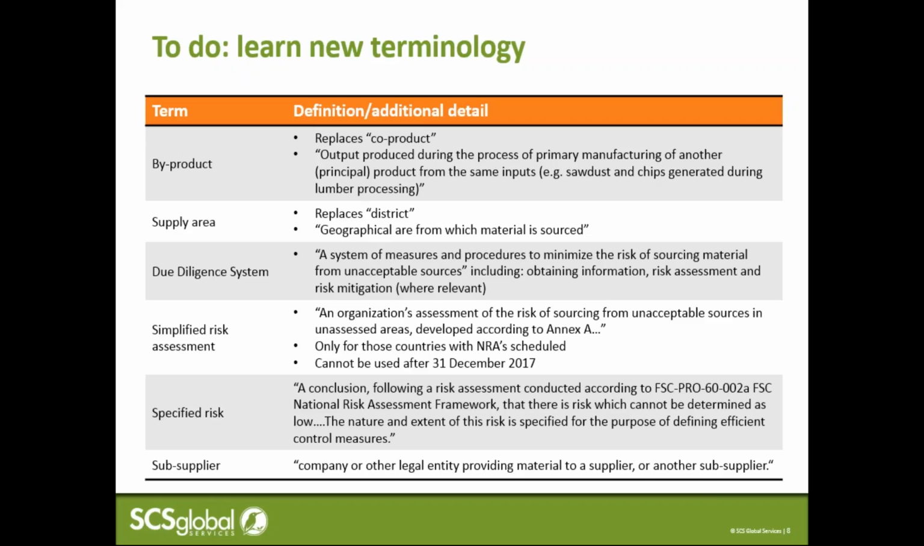Sub-suppliers are simply your suppliers working your way back to the origin. In the new standard, there is a stronger emphasis on documenting supply chains and assessing the risk of mixing with non-eligible inputs within the supply chain. These are some of the more salient terms that you will need to be familiar with, which you may put on your list of to-do items. Let me just conclude the slide by pointing out that you are already familiar with most of these terms and definitions. Byproducts, supply areas, simplified risk assessments, and sub-suppliers are just terms that have new names.